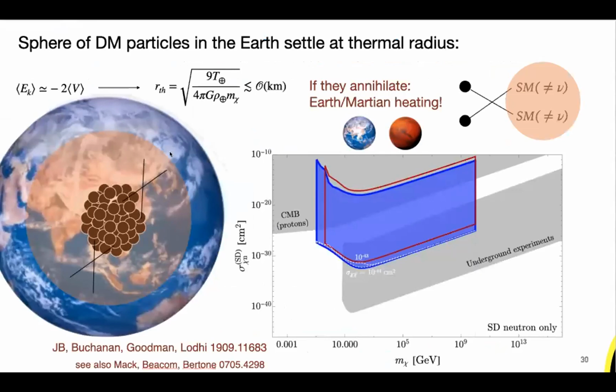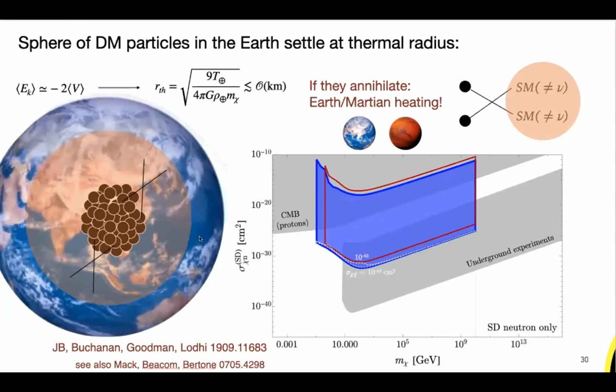So if you have dark matter and it forms a sphere of particles that slowly coalesce inside the Earth, eventually these dark matter particles will start to annihilate, if they can annihilate, and you'll reach this sort of annihilation capture equilibrium, and you'll heat the Earth. This was a concept that was actually introduced in 2007 by Mack, Beacom, and Bertone, and that is that you can set bounds on dark matter parameter space by considering annihilation and heating of the Earth.